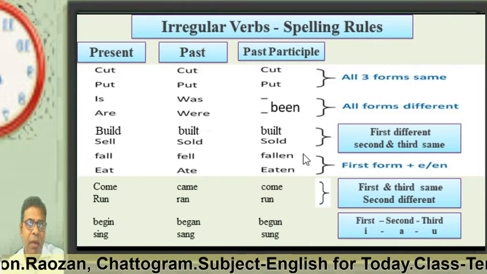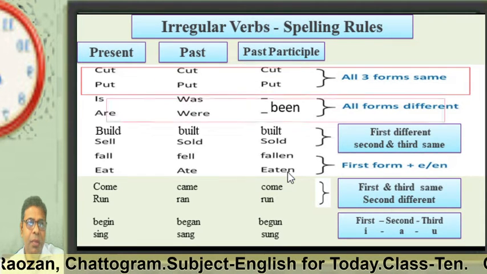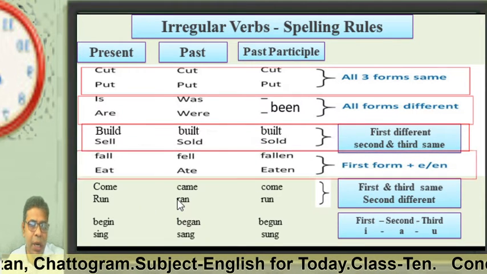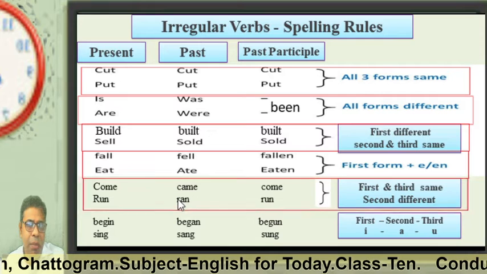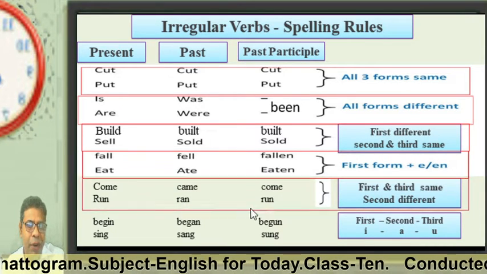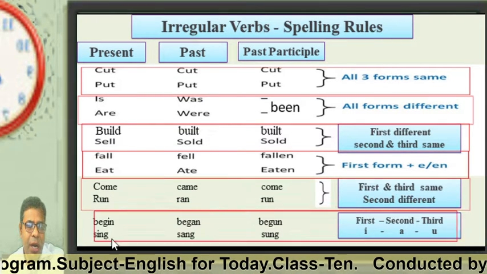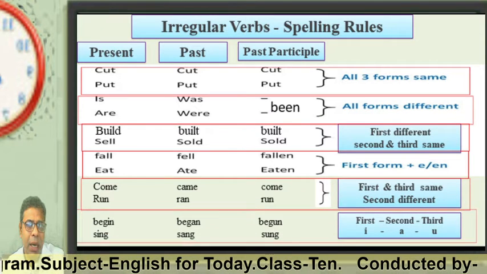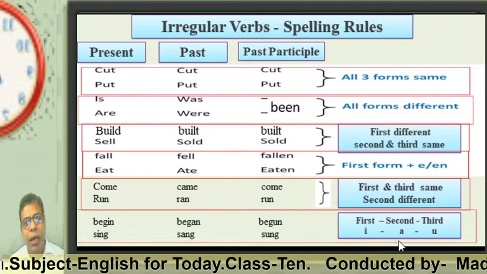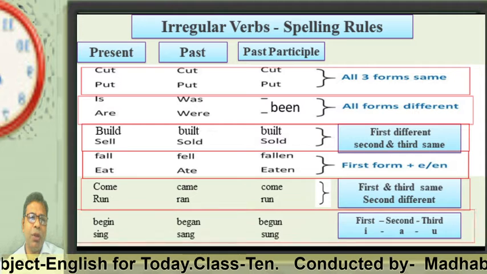fall, fell, fallen; eat, ate, eaten. Then come to the next one. Come, came, come; run, ran, run. First and third same, second different: begin, began, begun; sing, sang, sung. First i, second a, and third u. These are the spelling rules of irregular verbs.